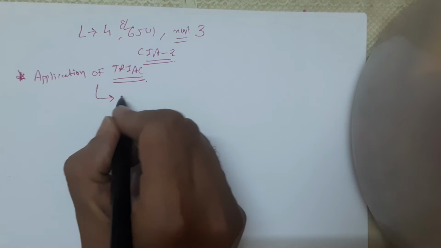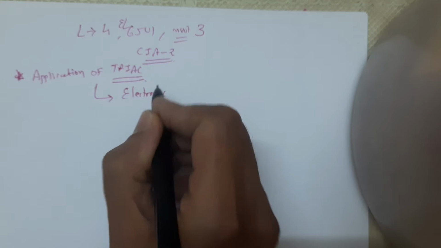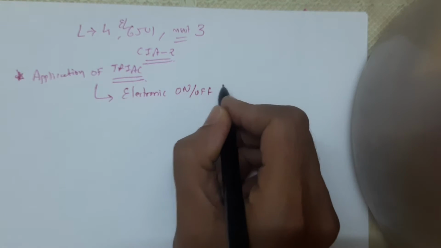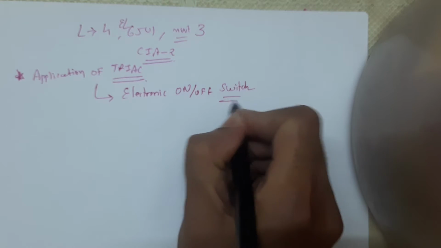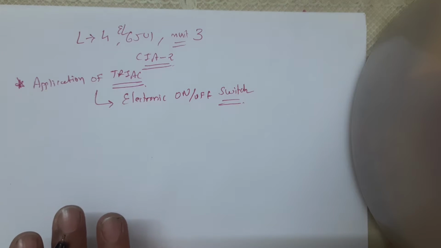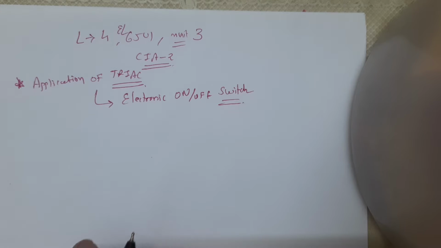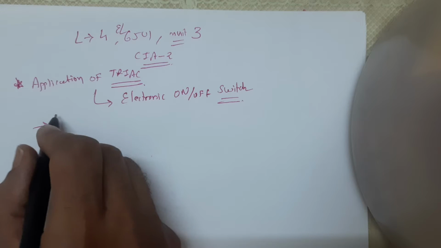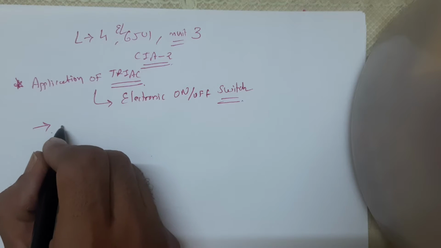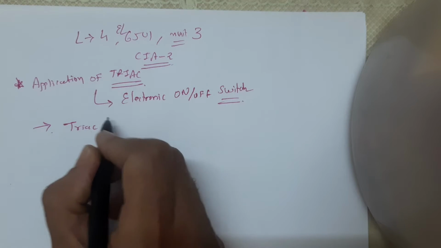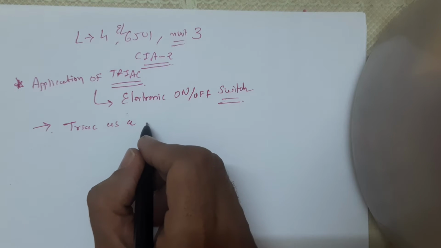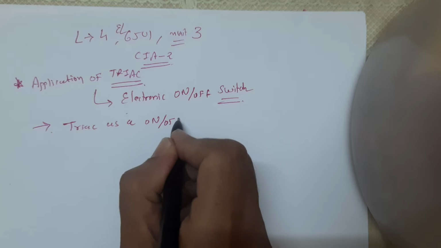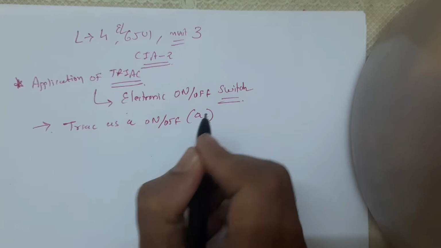It is used as an electronic on off switch without any consumption of current, and this on off switch is controlled by a low current mechanical switch. So first, the first application we are discussing is the use of triac as an AC on off switch.